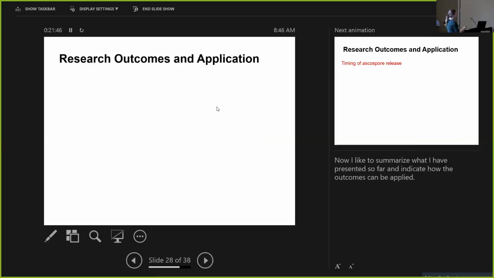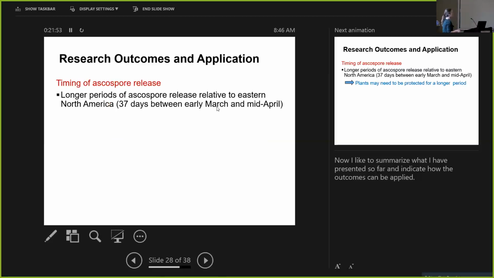Now, just summarizing what we found so far and how the information can be applied in the field. Regarding the timing of Ascospore release, we found that it's a very long period compared to other areas, and it was found between early March and mid-April. The application of this information is that the plants will need protection for this long period.